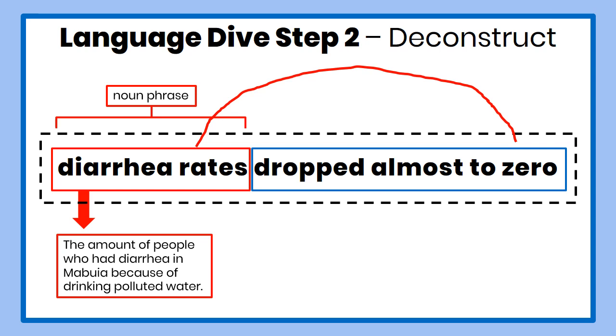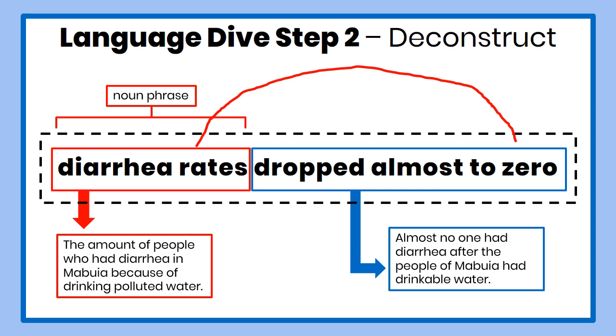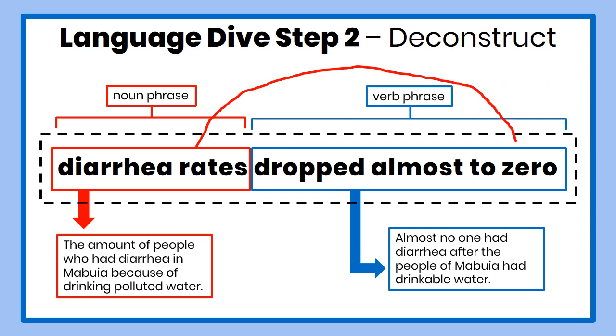Now let's look at dropped almost to zero. What is this chunk about? What happened to the diarrhea rates? That's right. Almost no one in Mabuya had diarrhea after they had drinkable water. No one got sick from the water. This is a verb phrase explaining an action that was taken by the rates or number of people.